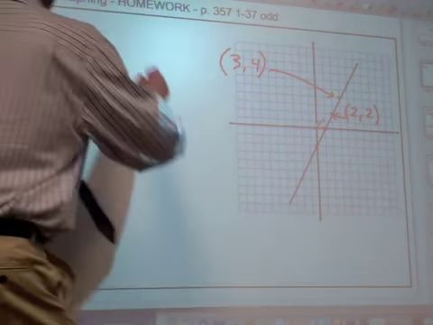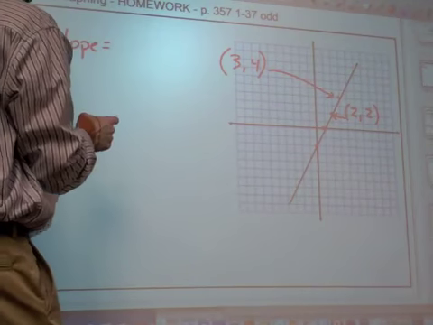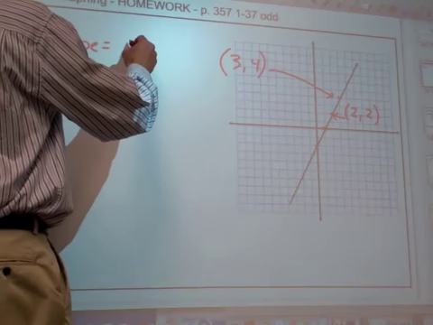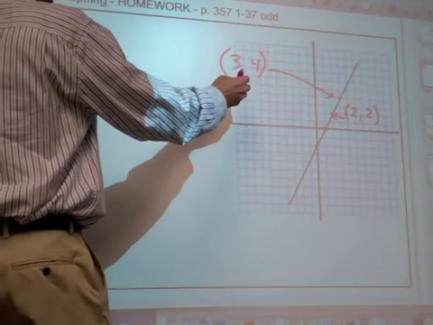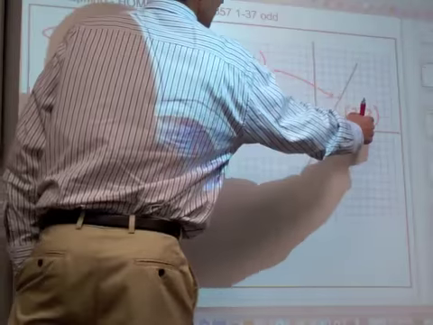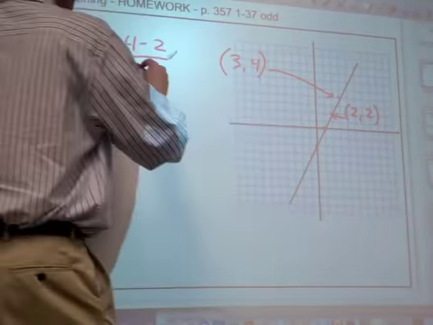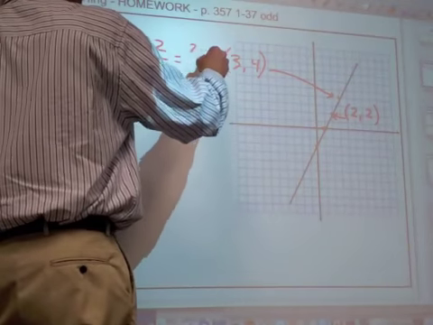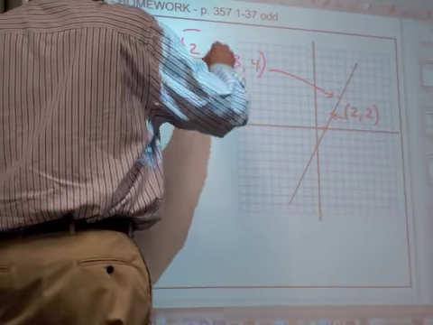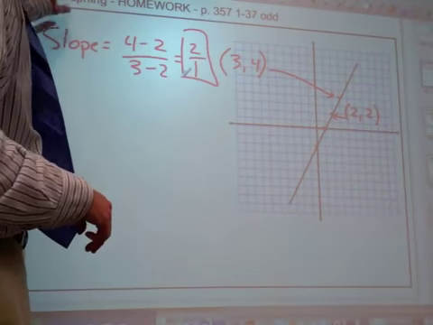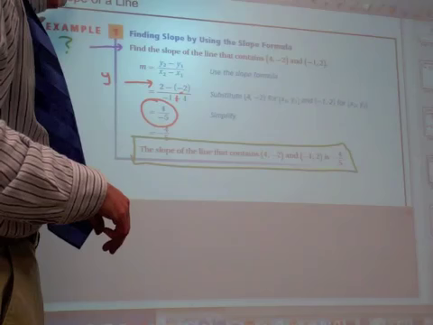Alright, so back to the idea. I think we have the right answers here. I'm going to quickly do the two points, and I have 3, 4 and 2, 2. It's the difference in the y's, so that minus that. So I'll do 4 minus 2 over 3 minus 2. 4 minus 2 is 2, 3 minus 2 is 1, and there's my slope right there.